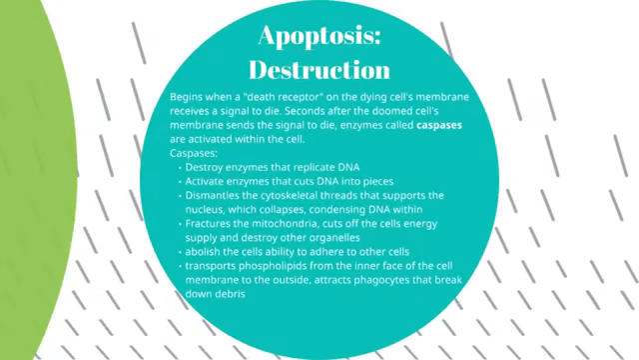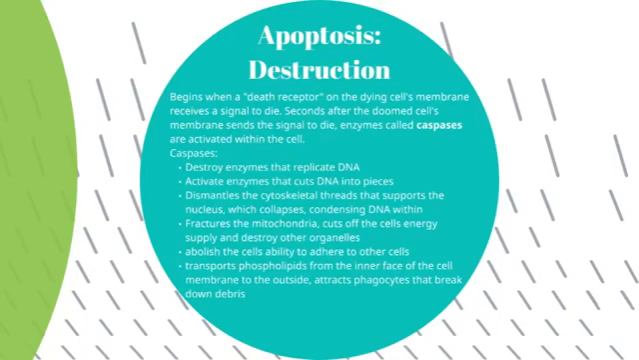So apoptosis is basically destruction of the cell. It begins when a death receptor on the dying cell's membrane receives a signal to die. Seconds after the doomed cell's membrane sends the signal to die, enzymes called caspases are activated within the cell. Caspases destroy enzymes that replicate DNA, activate enzymes that cut DNA into pieces, and dismantle the cytoskeletal threads that support the nucleus, which collapses, condensing DNA within.